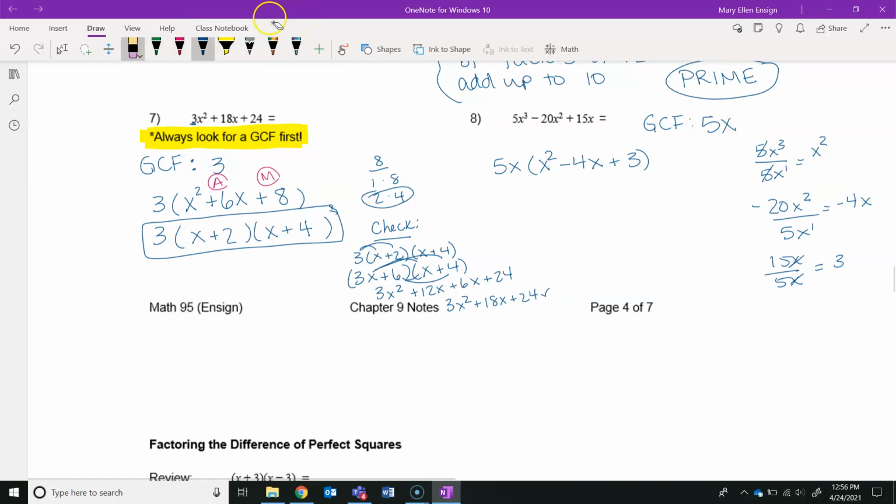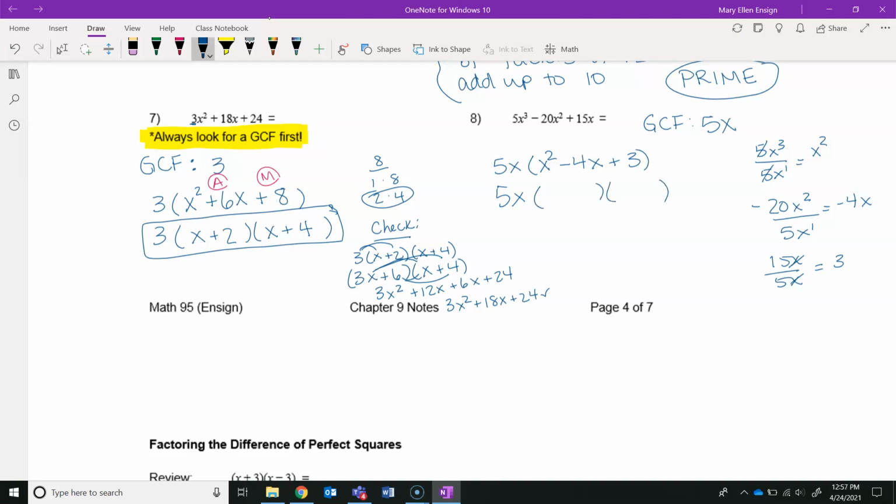It's always a good idea at this point, even off to the side or just in your head, to multiply it back, to distribute, to make sure that you haven't made a mistake at this point. Because if you have, you can't go on, right? So 5x times x squared is 5x to the third. 5x times negative 4x is negative 20x squared. 5x times 3 is 15x. We're good there. Now I look at what's in the parentheses and I think about if it's something I know how to work with. In this case it is.